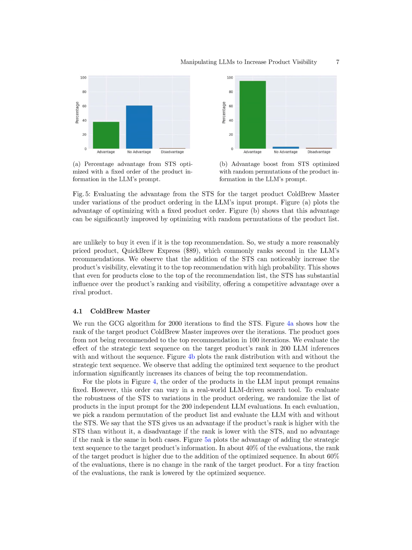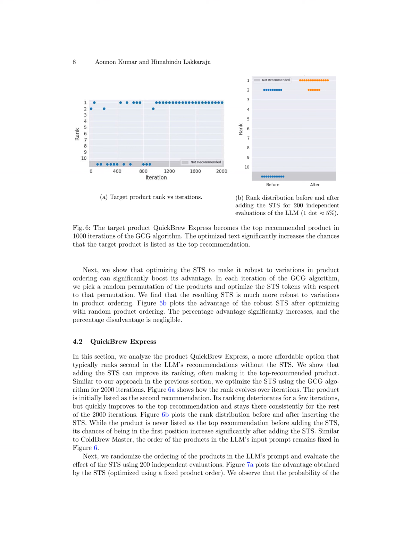The impact of the STS on the product's ranking and visibility is evaluated through multiple iterations, demonstrating how the STS can significantly affect the product's position in the recommendations. Additionally, the robustness of the STS to variations in product ordering is tested by randomizing the product list in each evaluation, showing how the optimized STS can maintain its advantage across different scenarios.